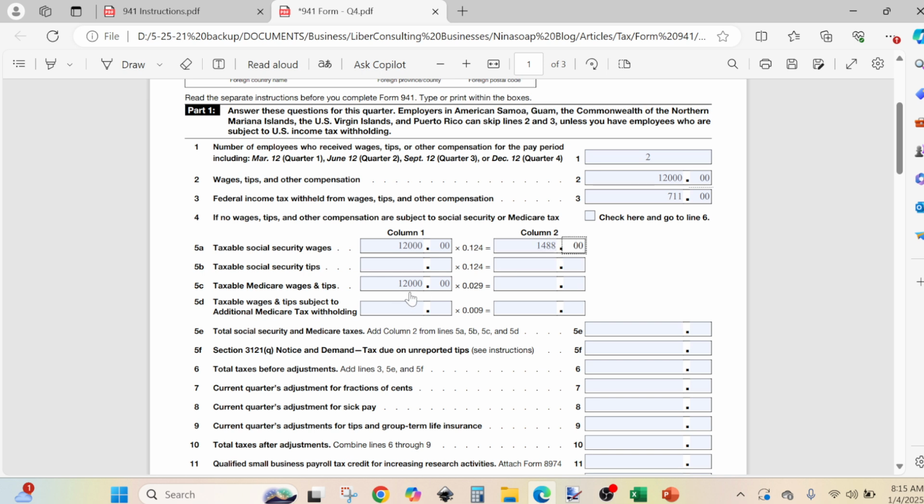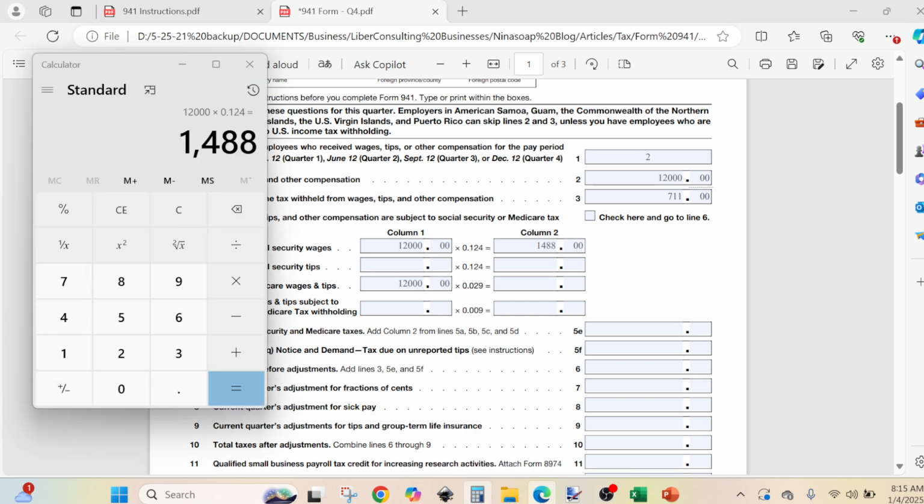Taxable Medicare wages, 12,000 times, again, half of this percentage is what you withheld from the employee wages, and the other half is what your business paid. Combined it is 0.029. So 12,000 times 0.029. I didn't do it well. 12,000 times 0.029 is 348.